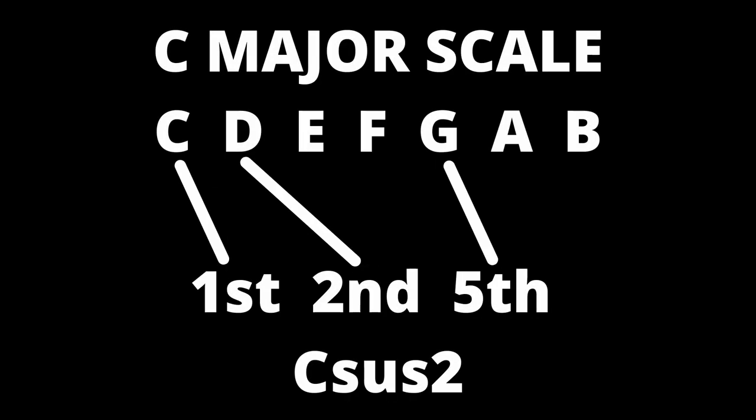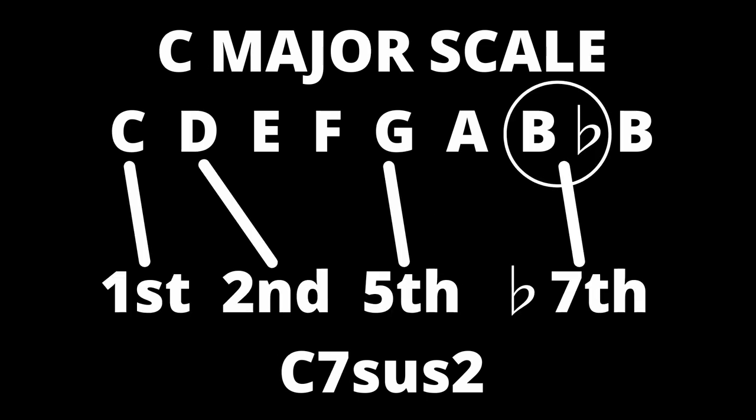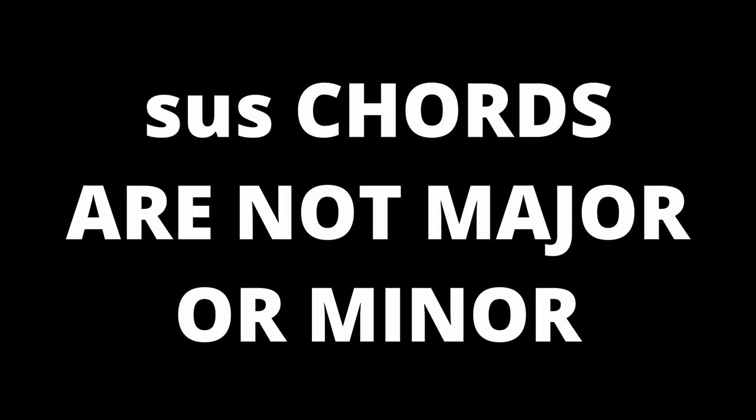If you remove the 3rd note from the C major and replace it with the 2nd note D, then you get a C sus2 chord. And if you do the same thing with the C dominant 7th chord, then you get a C7th suspended second chord. Suspended chords are neither major nor minor. They don't have a major or minor third within them. The lack of a minor or major third in the chord creates an open, almost hollow sound.